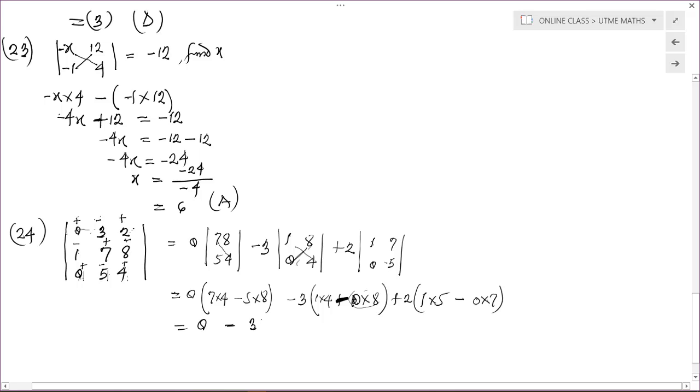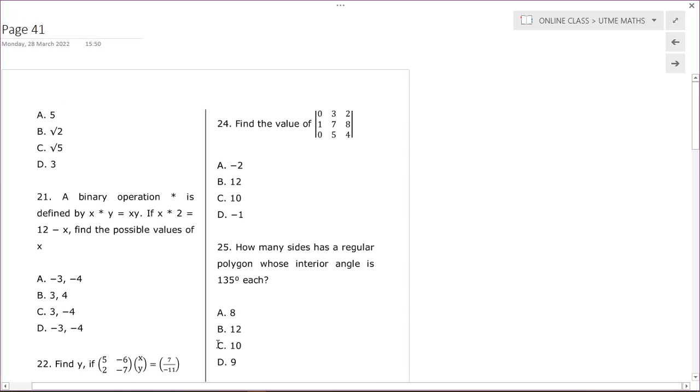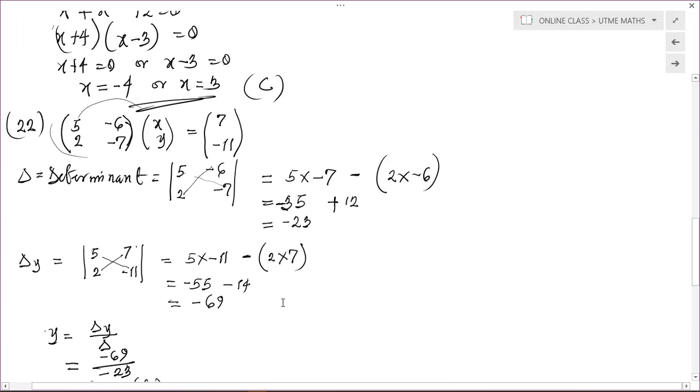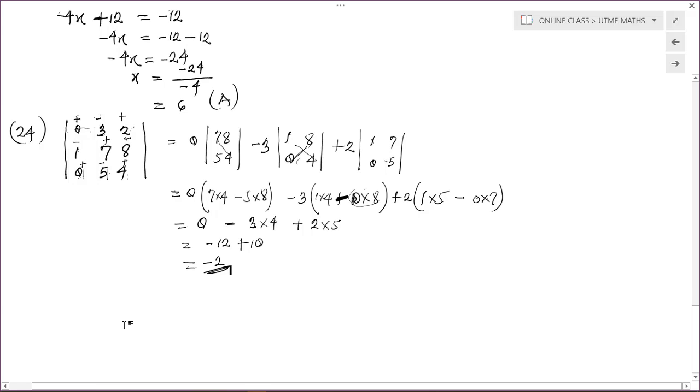So that means we are going to have minus 3 times 4. Then plus 2, this will be 1 times 5, and the other part will be 0, so we don't need it. So in essence, what we are having is minus 12 plus 10. So the answer is minus 2. Is that okay? So let's see there. Minus 2 is there.